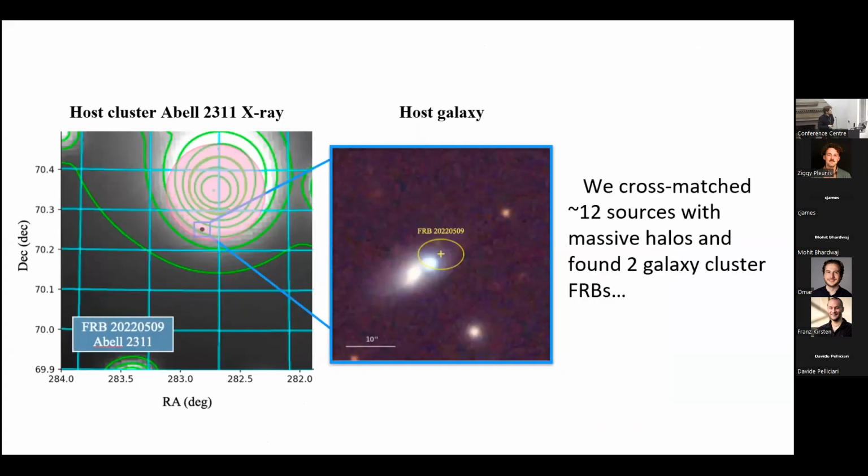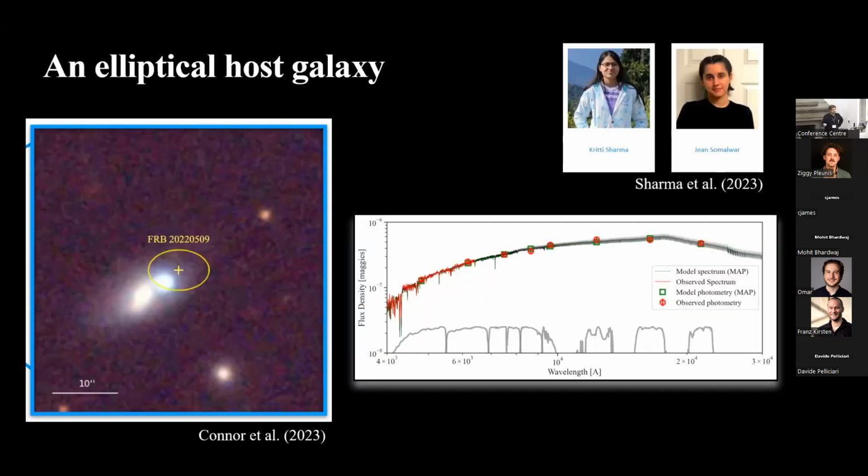This source, the galaxy cluster FRB Jackie, is interesting because it lives in a massive elliptical with almost no star formation. And this is work done by Kriti Sharma, who's here, as well as Caltech graduate student Jean. If you haven't met Kriti yet, you should definitely talk to her. She's an expert in a lot of the things that are relevant to this meeting, namely optical IR host galaxy follow-up.